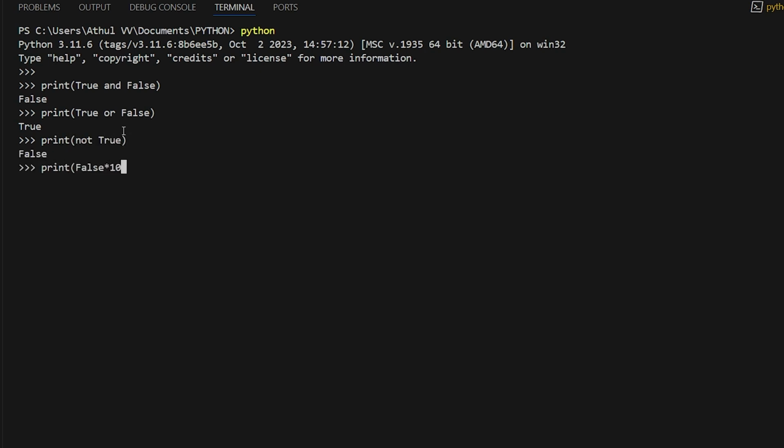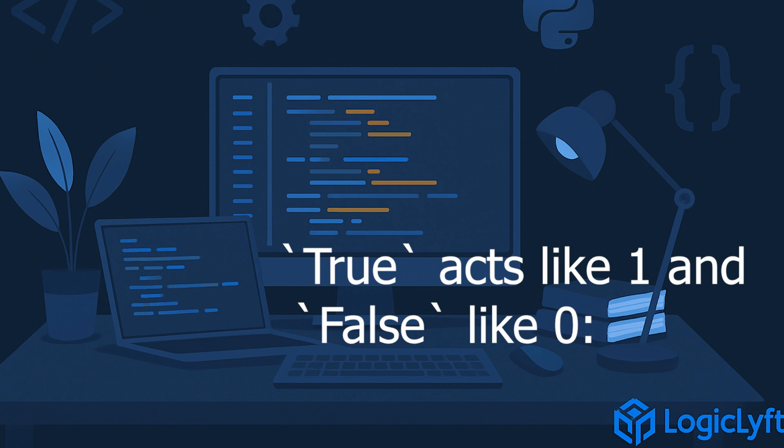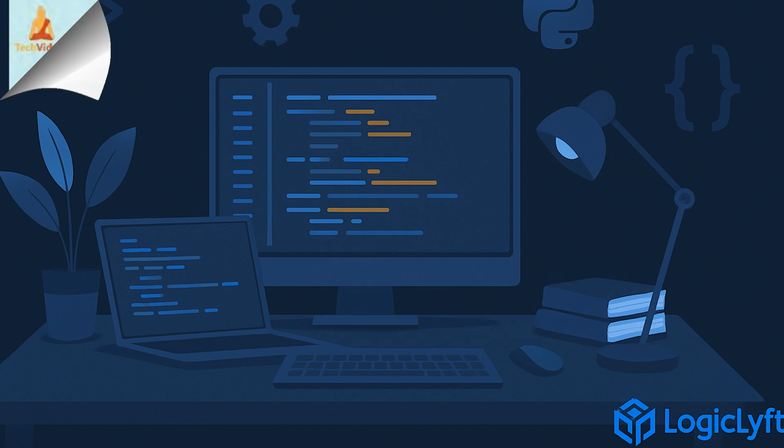Fun fact: True acts like 1 and False like 0. Python: print(True + False) # 1.